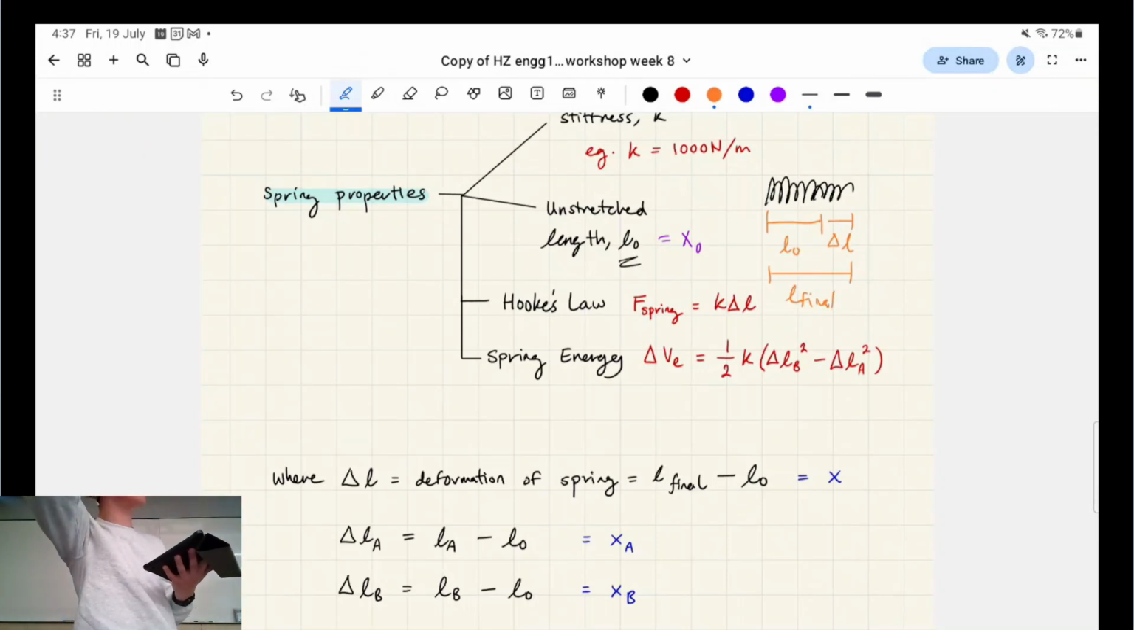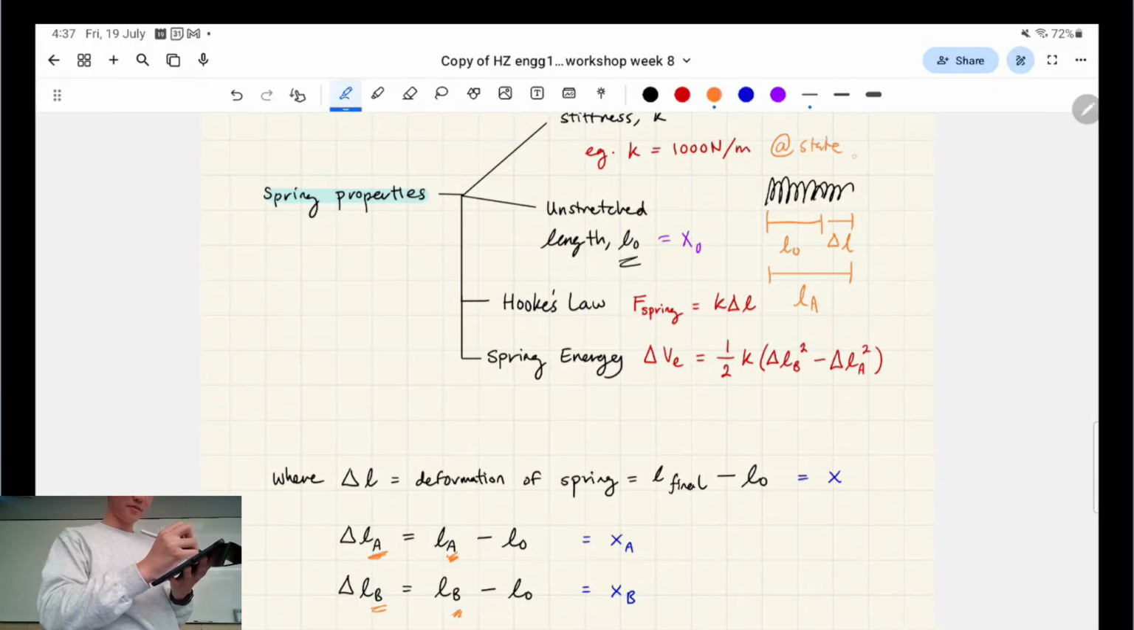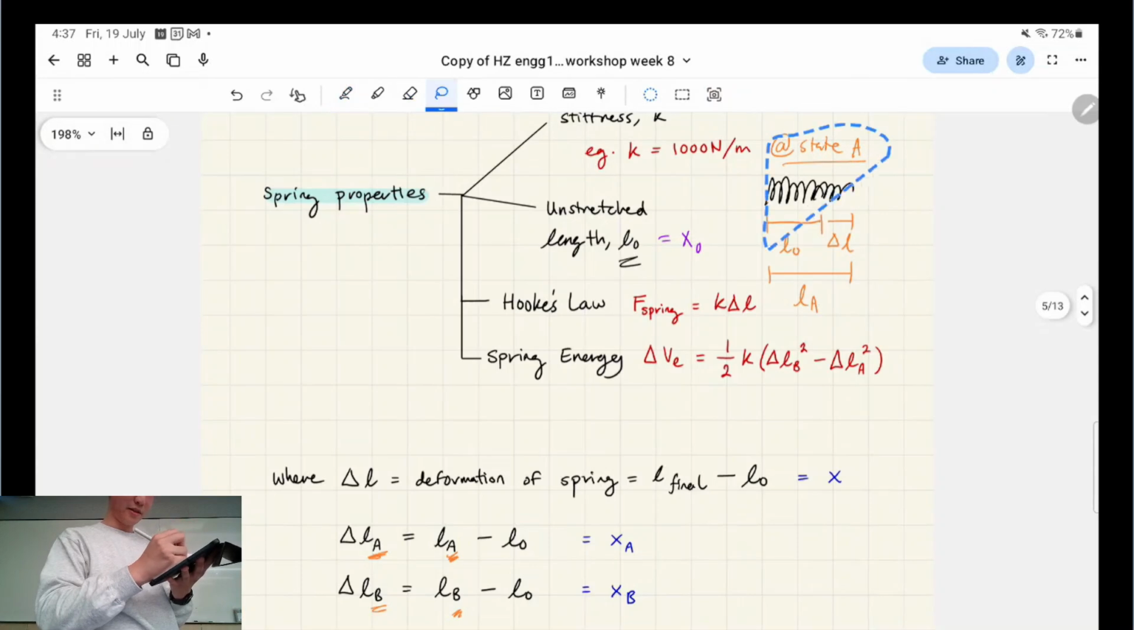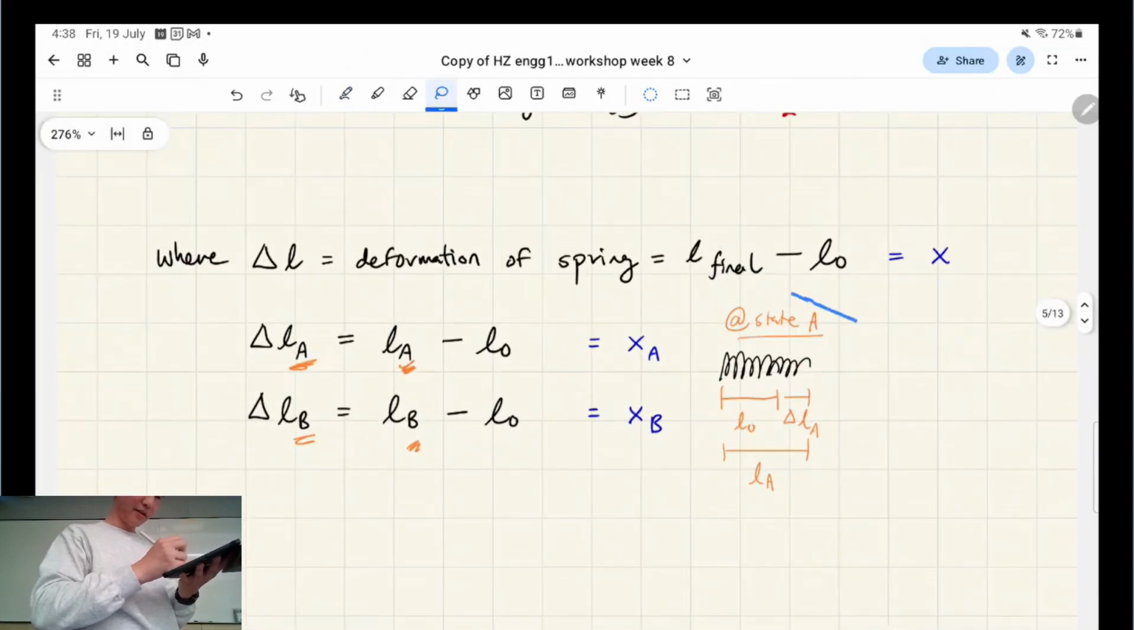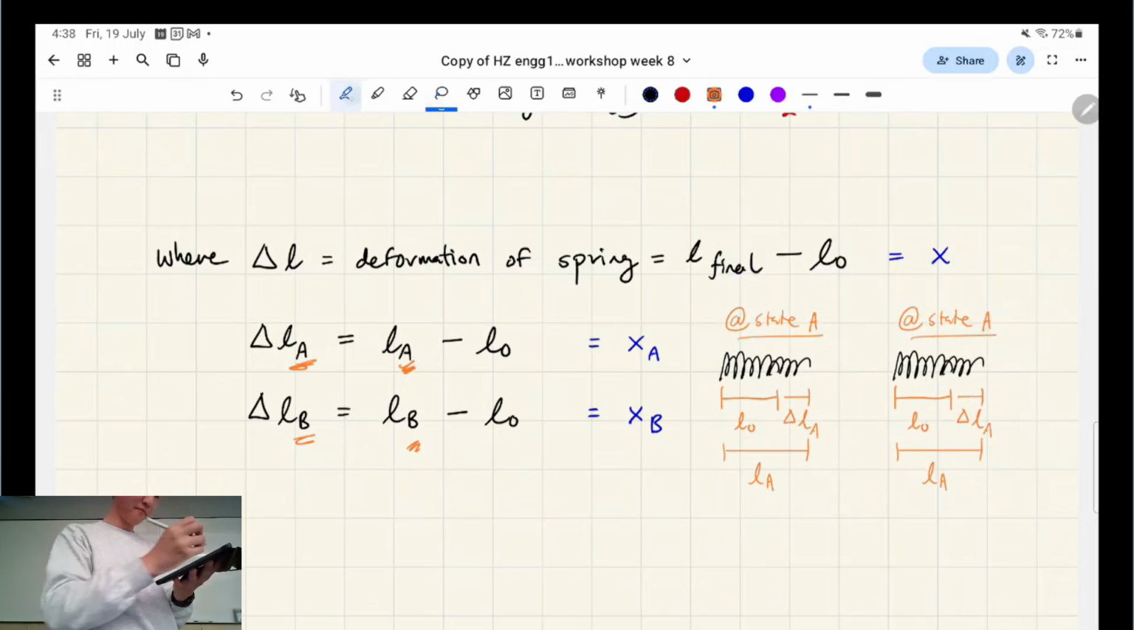Basically with these kind of questions, we're going to analyze different states in time, right? So that's where these subscripts come from, A and B. So it's like at the final position of A or at the final position of B, that change is just going to be whatever that is extended to. So say this is state A. It looks like that. But at state B, let's say that the spring's actually compressed, right?